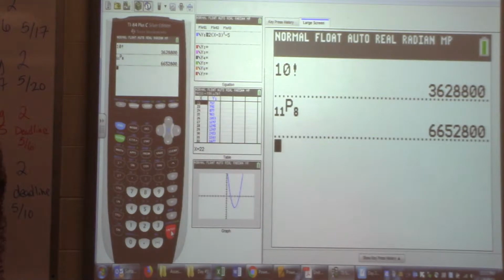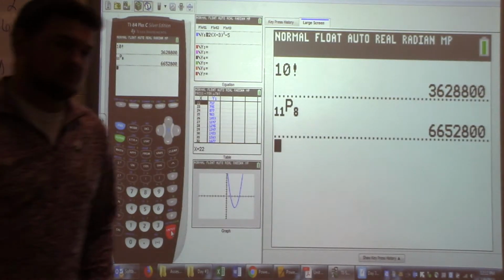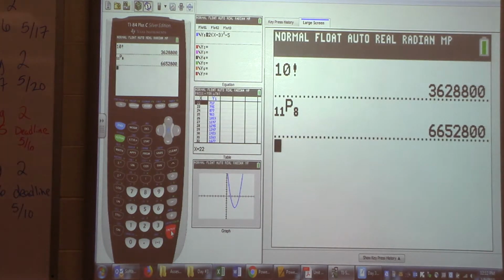How do you do that on a really old calculator? I believe what you have to do is put 11, and then go to math, probability, hit it, and then hit 8.